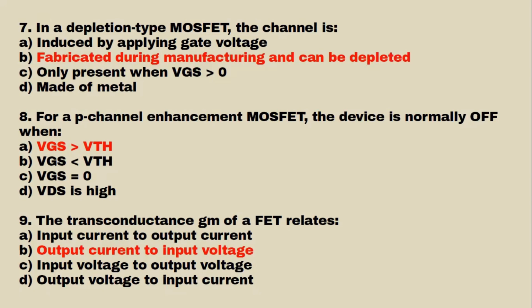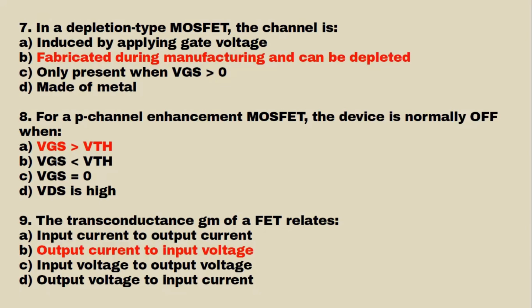Question 8. For a P-channel enhancement MOSFET, the device is normally off when VGS, the gate source voltage, is greater than the threshold voltage, that is VTH. So this is a very important question. Question number 8, please mark it. VGS is greater than VTH. Next question, the transconductance gm of a FET relates output current to input voltage. The correct answer is output current to input voltage.